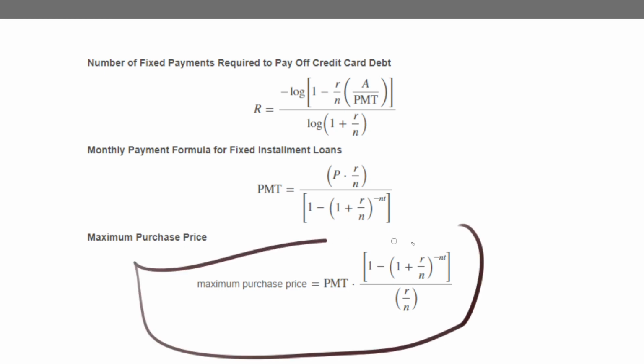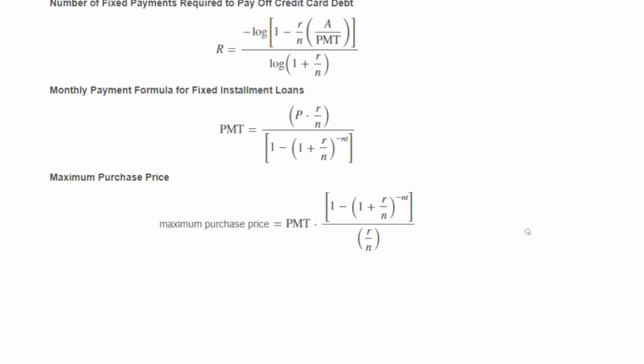Now, this last one is the maximum purchase price formula. It basically helps you figure out, obviously, what the name says, the maximum purchase price for something. Typically, you'll see this in story problems that have to do with houses. If you have this much of a down payment, and you pay this much per month, what is your maximum price to purchase a house? And this formula is nifty for that.